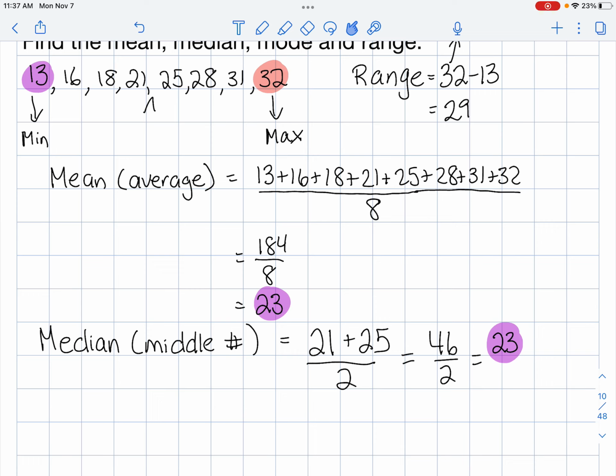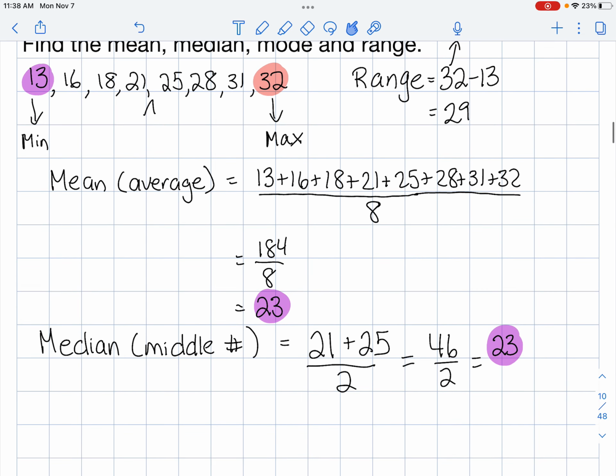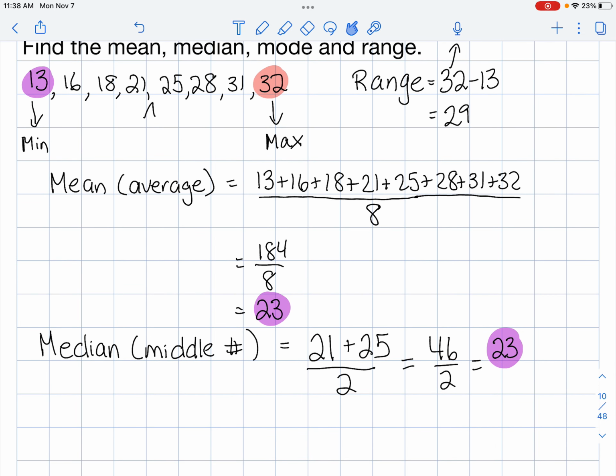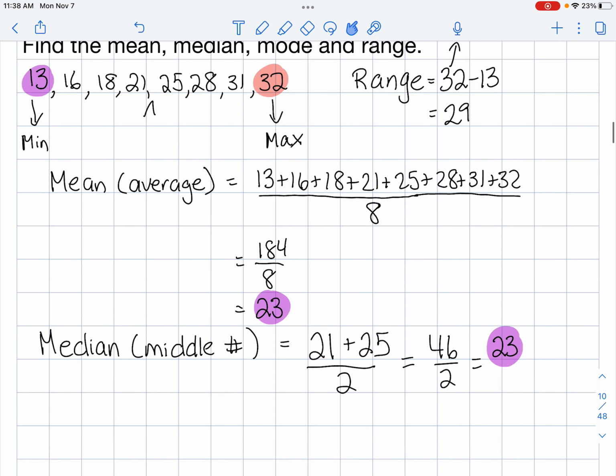The nice thing about the median is that it's just the middle number. So it's not swayed or impacted by those really big or really small numbers that you may or may not want to use because maybe they're completely an outlier, as we call it, or a number that doesn't really make sense with the rest of the data. So oftentimes we use the median because it's not as sensitive to change in individual entries.